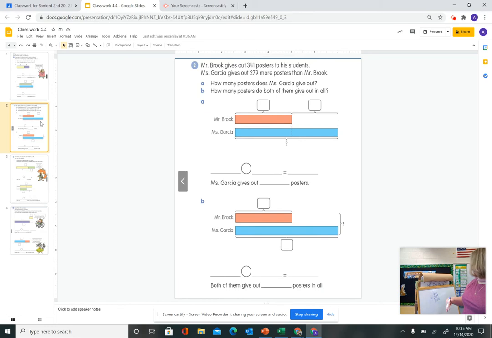All right, now part B, I'm going to take my 620 that I got in my first answer, and I'm going to add that to Mr. Brock's posters, which was 341. So we're going to take our 620 and we're going to add 341. All right. I think you can do that part. Go ahead and give it a try. So you will tell me how many posters they have in all.